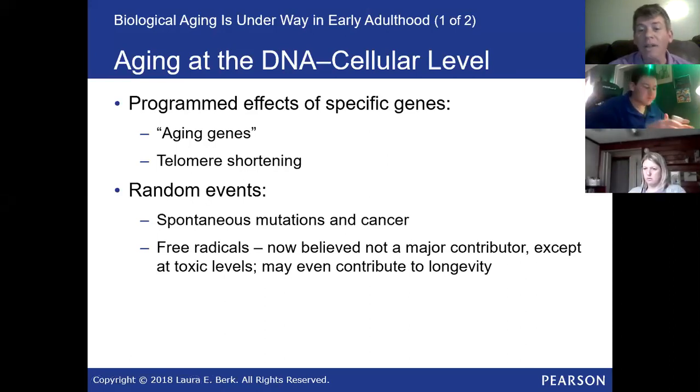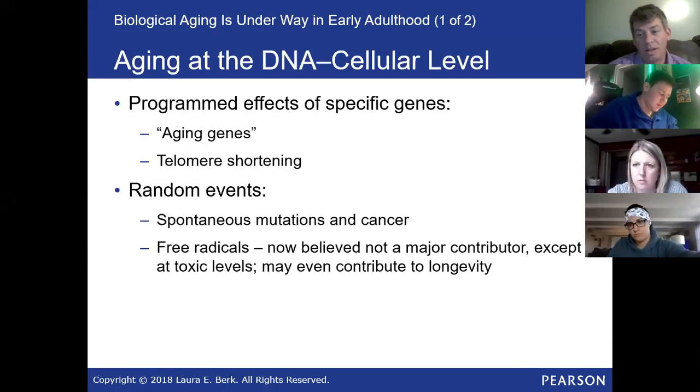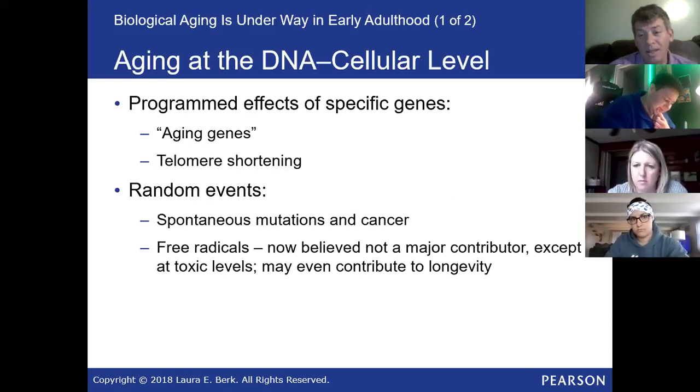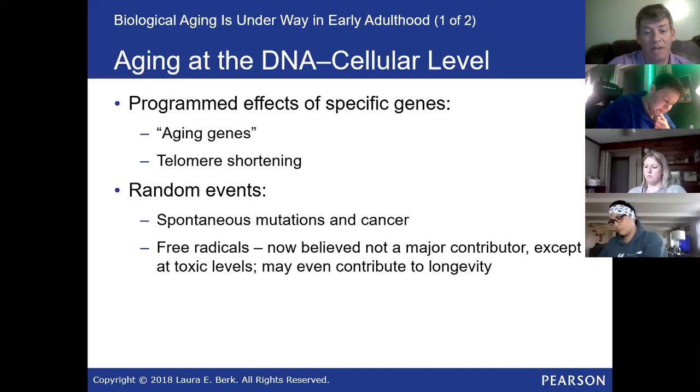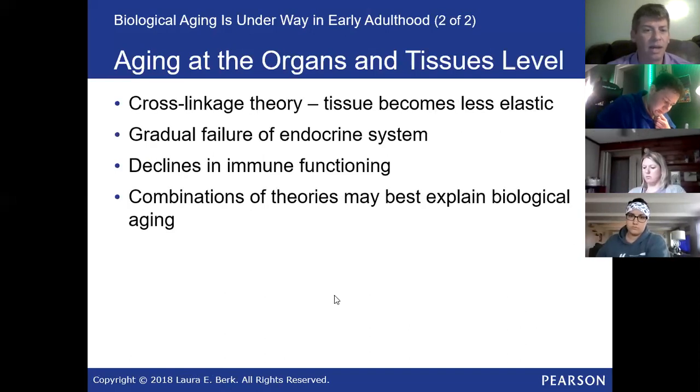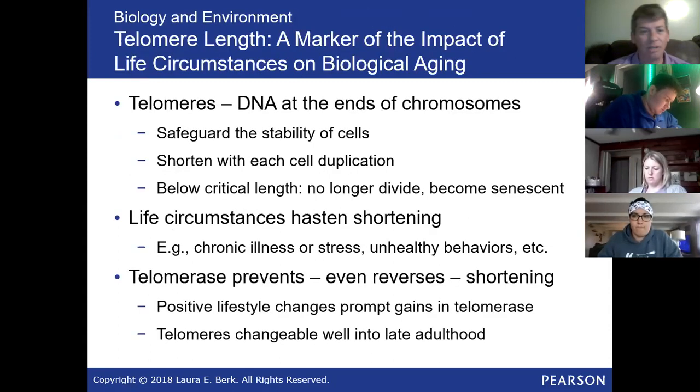Free radicals, once thought to be a bad thing, right? Now we're thinking they may actually contribute to longevity, except at toxic levels, then it's bad. The cross linkage theory states that our tissue as we age becomes less elastic. We see a gradual failure over time of our endocrine system, our glandular system. We see declines in our immune system. A combination of theories may best explain our biological aging.